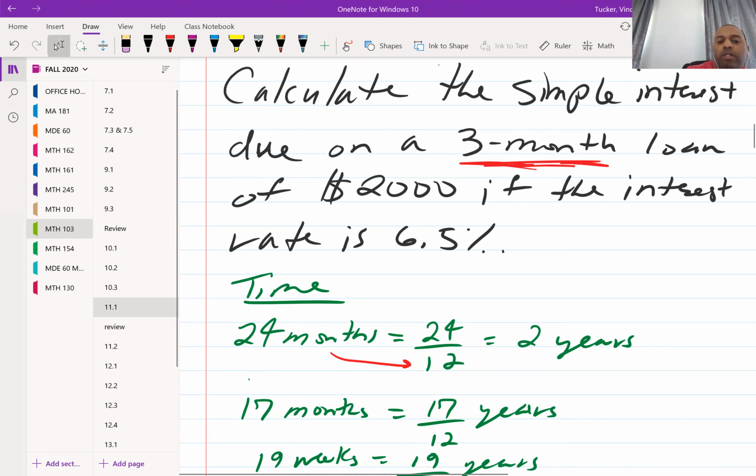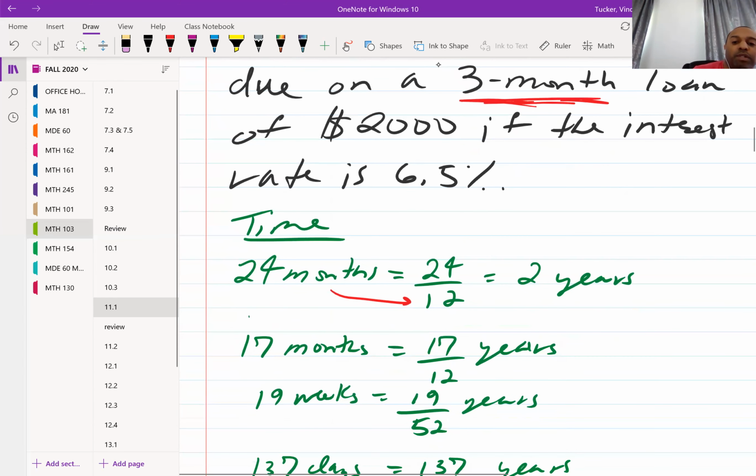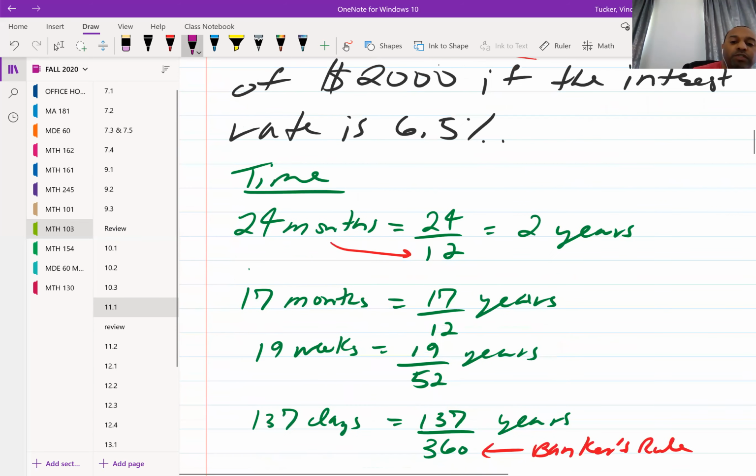All right. So if we had 24 months and we wanted to convert that to years, 24 months is 2 years. The reason you would find that out is because you would divide 24 by 12. You keep that same approach for anything that deals with months. So if it's 17 months, you would put that 17 over 12. Same thing with weeks: there are 52 weeks in a year, so if you have 19 weeks, you put that over 52.